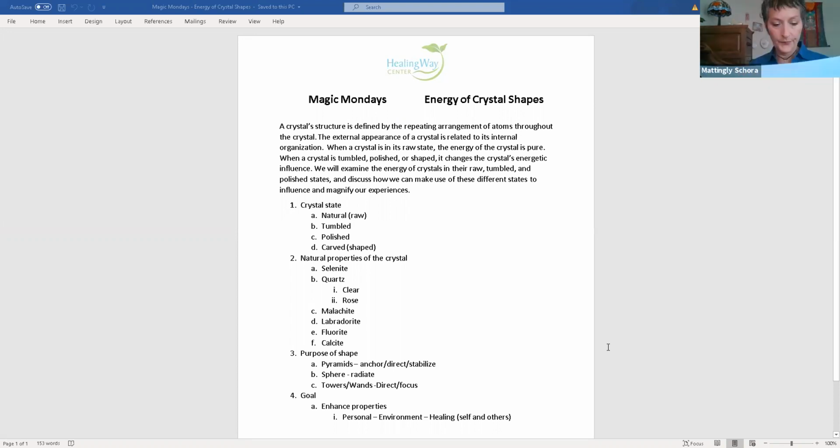Everybody, I'm going to give you a moment to make sure you finish writing down these. Selenite, 2 different types of quartz, Malachite, Labradorite, Fluorite, and Calcite. A lot of them are similar.